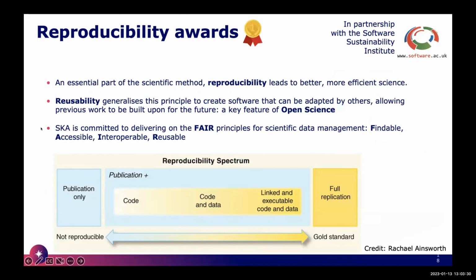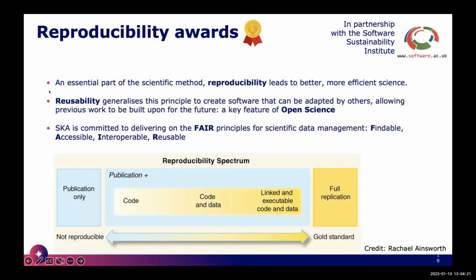So before I talk about the findings of that challenge, I wanted also to mention another aspect of the challenge, which was our reproducibility awards. So we really wanted to promote reproducibility because we believe that it leads to better and more efficient science. Reusability as well. We wanted to encourage reusability so that analysis methods generated by one team would be able to be used by other teams of the future. So really helping to create software that can be adapted by others, and so that previous work can be built upon for the future. So as a key feature of open science.